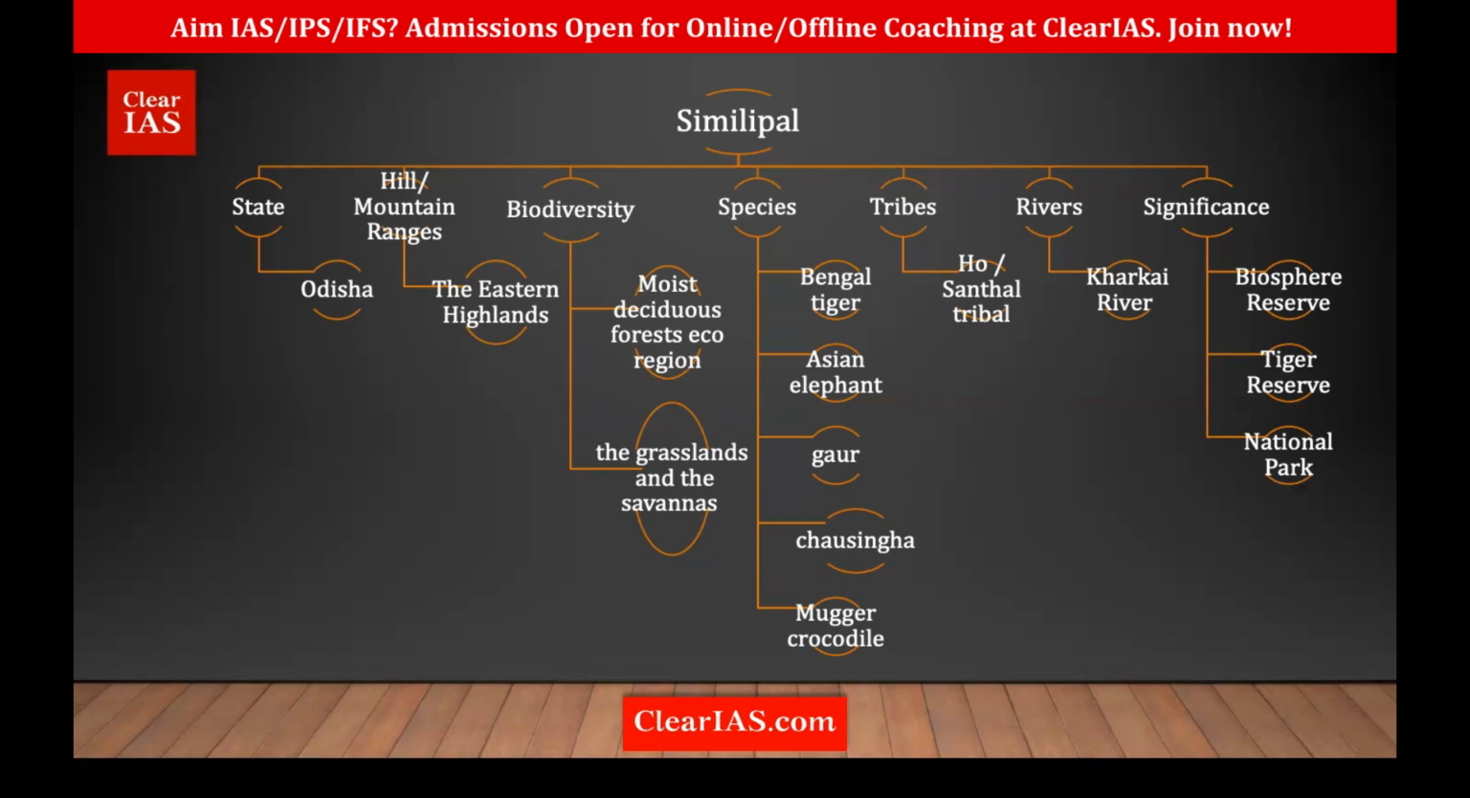So remember, Simlipal is in Odisha. The earlier one, Bidar-Kanika, was also in Odisha. Which mountain ranges are there? We have the Eastern Highlands. Then if you're talking about the biodiversity, it's mostly moist deciduous as well as savanna vegetation. Species such as Bengal tiger, Asian elephant, gaur, chausinga, and mugger crocodile are found there. It's predominantly Ho and Santal tribes and the Karkai River flows through Simlipal. Also, it is a biosphere reserve. Clear? That is Simlipal.